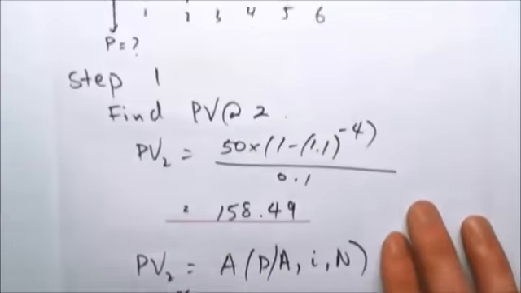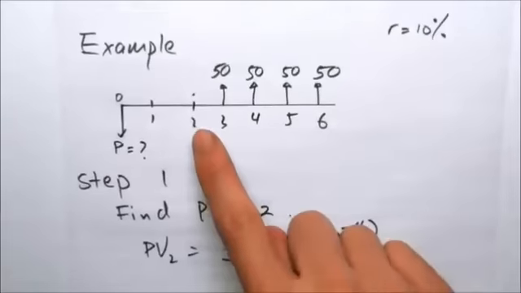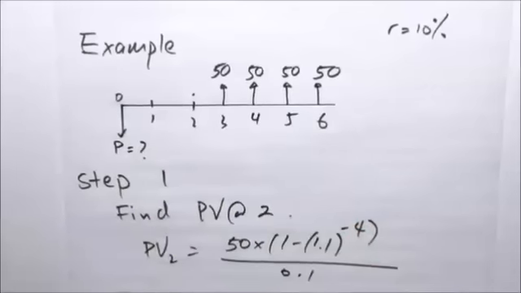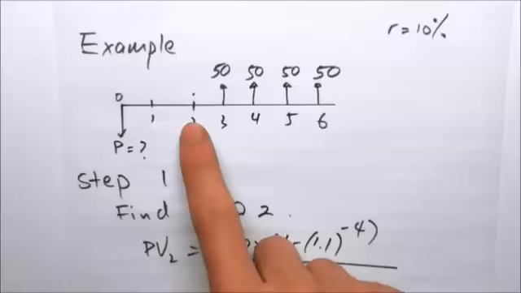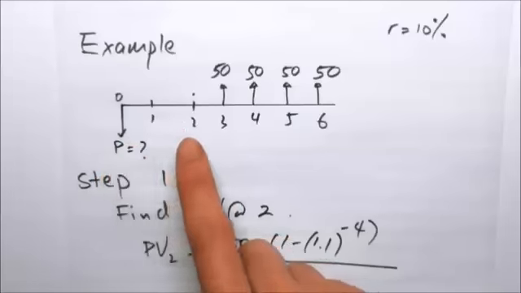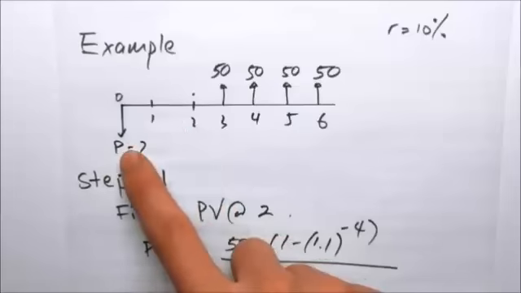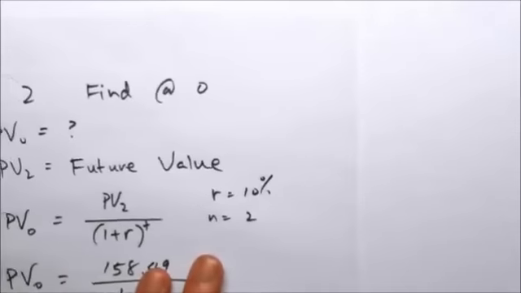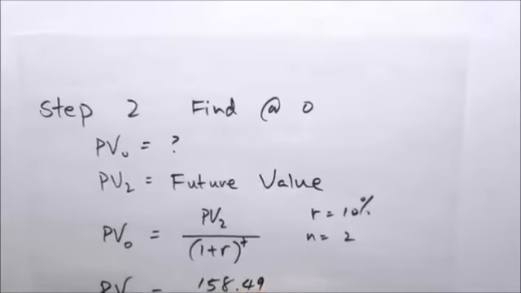At this moment, we have only found the present value at year 2, but what we actually want is the present value at year 0. So the next step is to say that this is technically a future value with respect to time 0, and all we're going to do is discount this back to year 0 and we're finished. This is what we want to do in our next step.